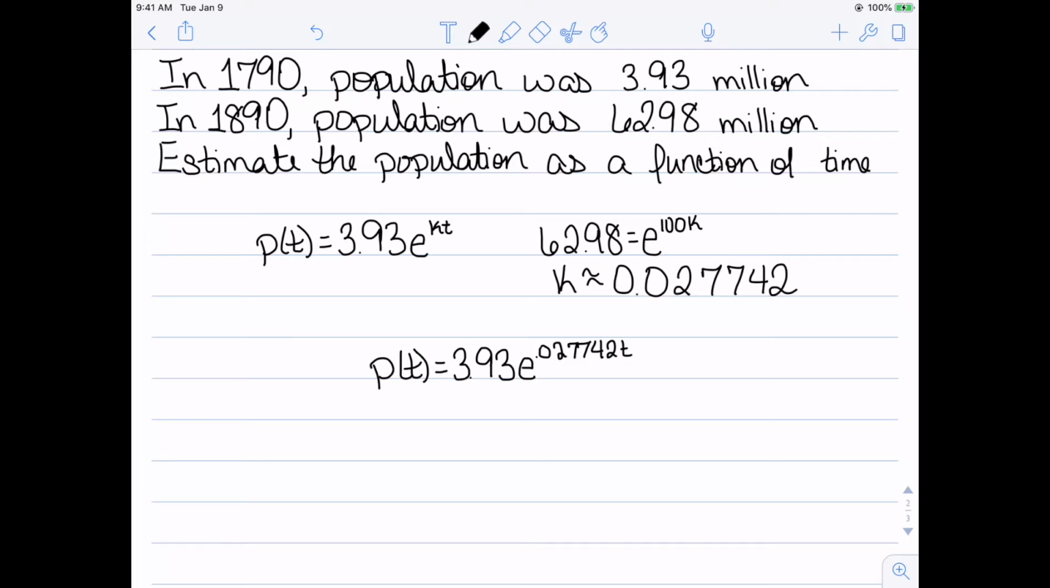This does give us a model to estimate the population, and we can stick in numbers for t and look at our census data to see how well this actually works. And this is a great model up until about 1900. After 1900, we predict a population that's much, much larger than the actual population of the United States. So this isn't the best model.